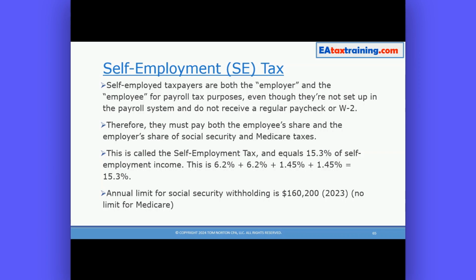And that $160,200 goes up each year with inflation. So the IRS announces that. You can go to irs.gov to see what that amount is for whatever year you are concerned with.